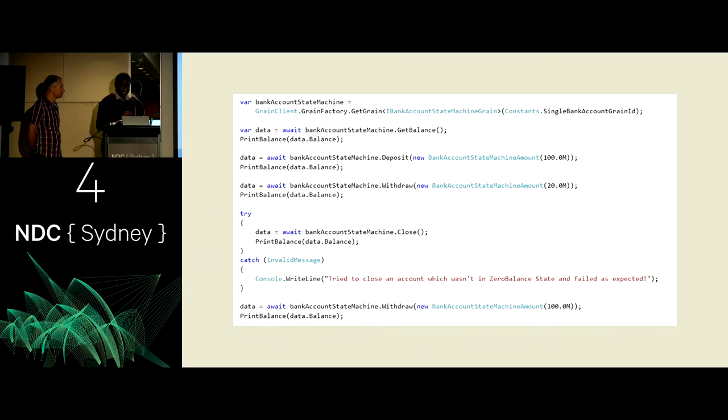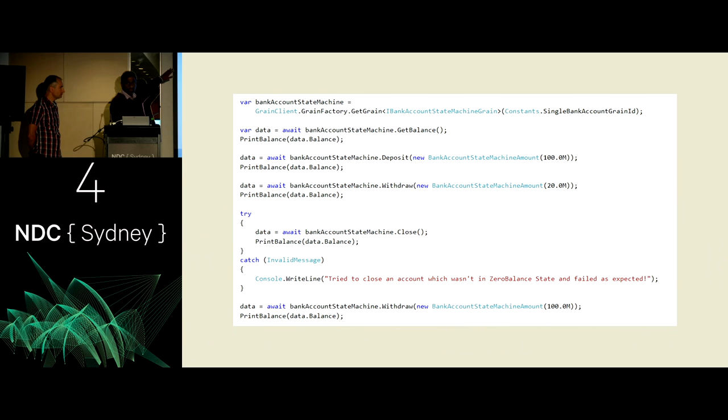So if I ran this code, I would actually get an invalid message returned as an exception, saying I tried to close an account which wasn't in zero balance state, and I failed as I expected. And this whole thing comes with IntelliSense because of the type system. That's really the state that we're trying to aim towards, right? Make developers productive and give them the ability to write scalable applications.